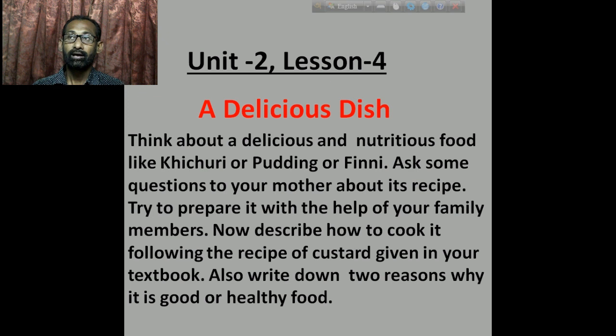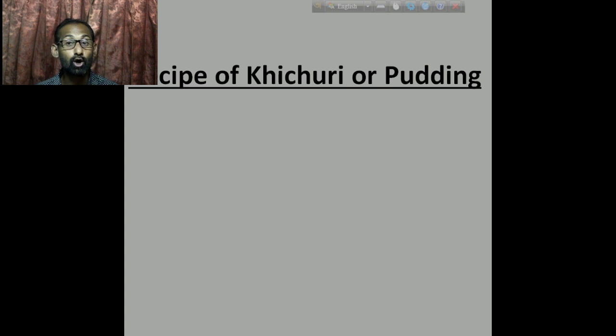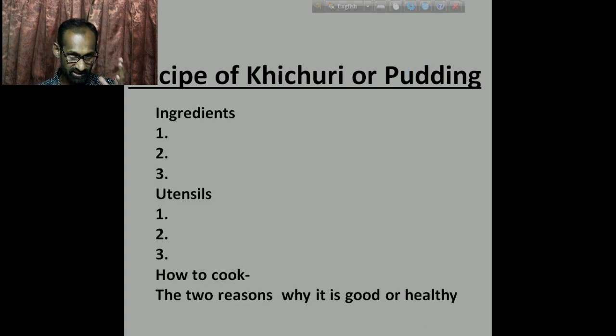Okay, now for cooking khichdi, how can you cook khichdi? That means you have to just write it. Okay, you can take help from your mother, you can take help from other members of your family, or you can take help from the internet, you can take help from other persons. Okay, that means how can one person cook khichdi? You have to write it down. Okay, and the recipe, that means the recipe of khichdi or pudding. That means you can write the form.